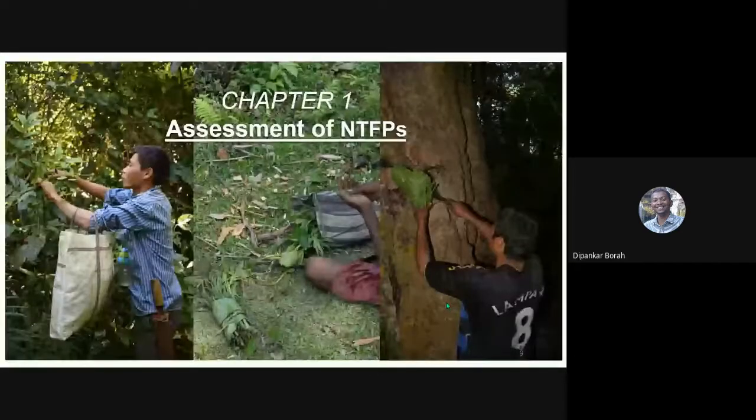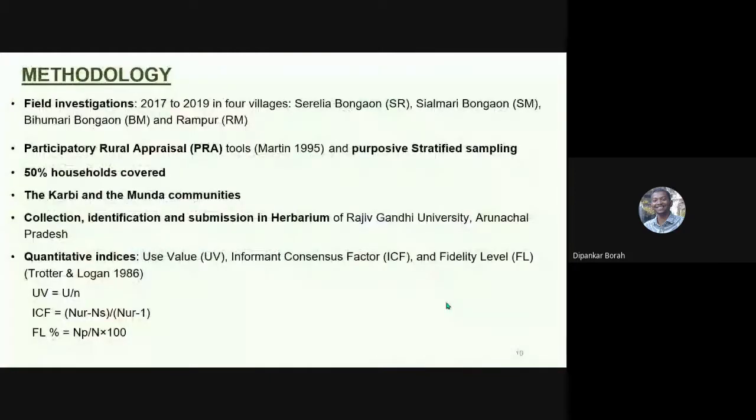Chapter 1, Assessment of NTFPs. 4 villages, namely Bihumari Bongaon, Cerealia Bongaon, Sialmari Bongaon, and Rampur, were selected. Semi-structured questionnaires were used to generate data covering 50% of the total households in the villages. The respondents either belong to the Karbi or the Munda communities. 3 quantitative indices have been used to analyze the findings: use value, informant consensus factor, and fidelity level.